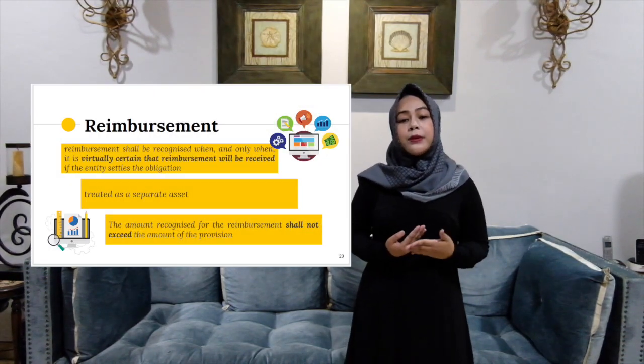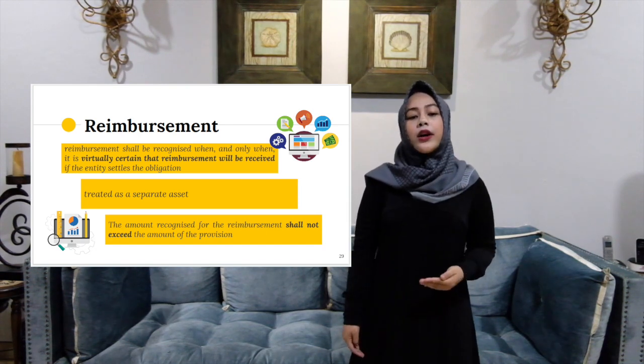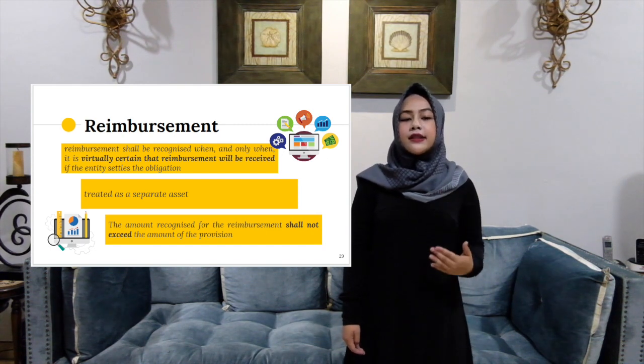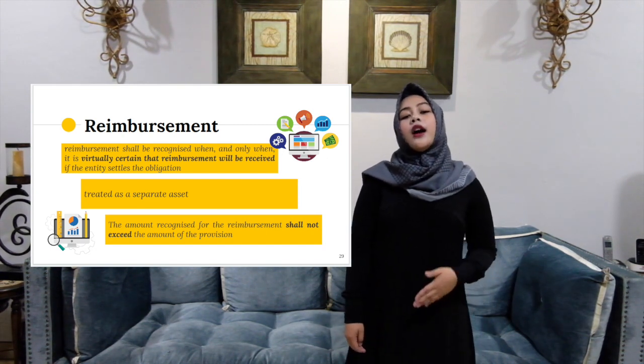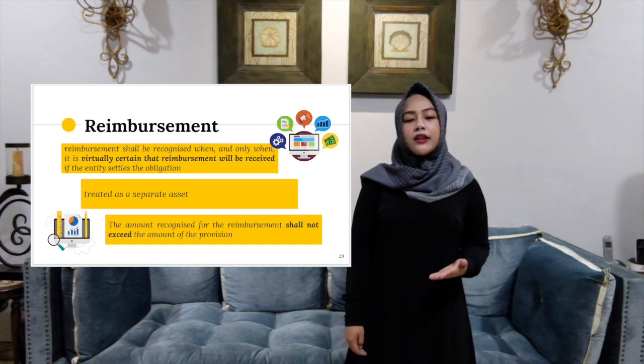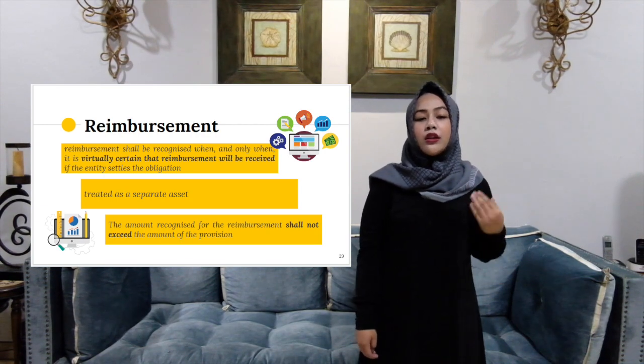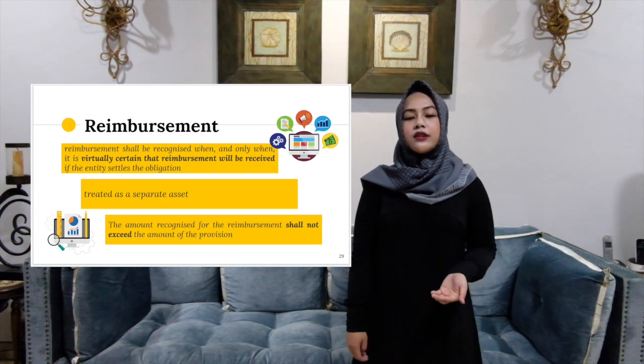I'm going to explain about reimbursement in provisions, contingent liabilities, and contingent assets. Where some or all of the expenditure required to settle a provision is expected to be reimbursed by another party, the reimbursement shall be recognized when and only when it is virtually certain that reimbursement will be received if the entity settles the obligation. The reimbursement shall be treated as a separate asset. The amount recognized for the reimbursement shall not exceed the amount of the provision.